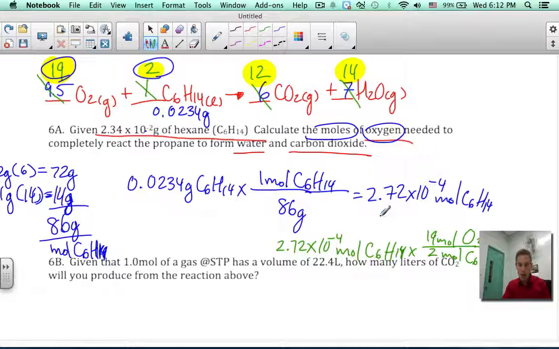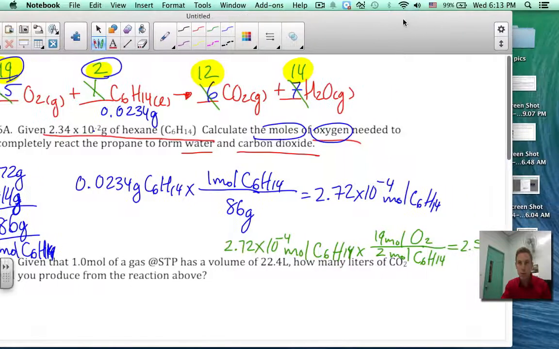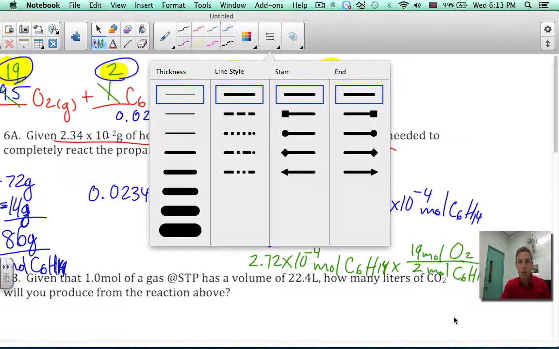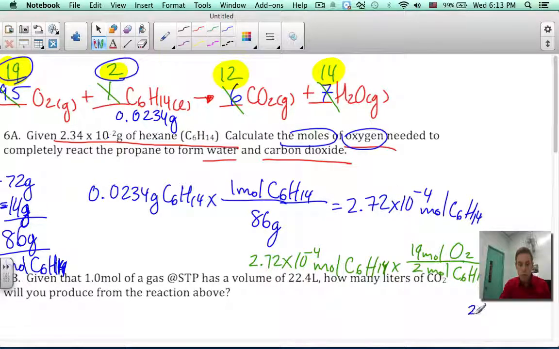Let's try it. 2.72 times 10 raised to the -4th, and then I multiply it times 19, and I divide it by 2. What I get is 2.58 times 10 to the -3. Let's move that over. No, that's not going to work. Going to have to erase that. Let's try that again. Let's make that in blue so you can actually see what I'm saying. It's right here: 2.58 times 10 to the -3 moles of oxygen. I had to make my answer key a little bit out of the way there, but you get the point.